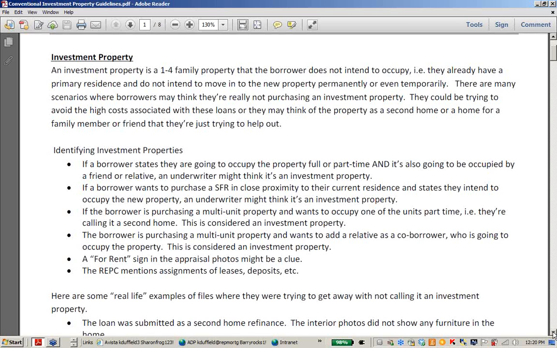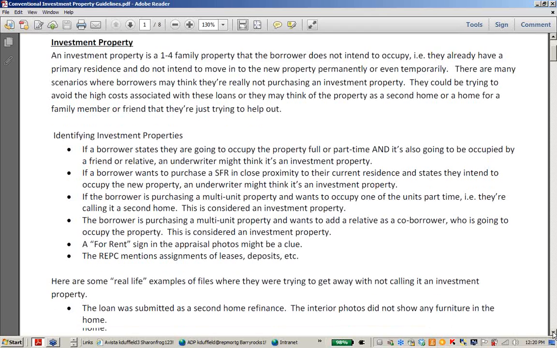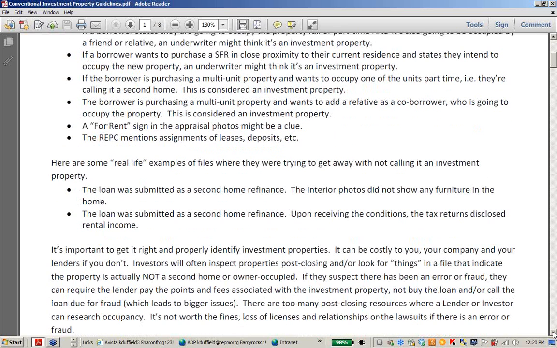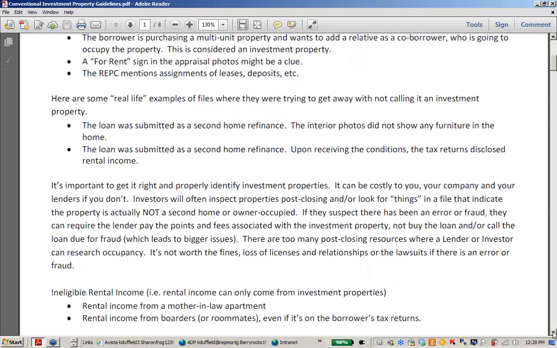And this all sounds pretty basic and simple. You're like, well, duh, these are obvious questions, but we actually do get files in where, I don't know what the background story is, but they're not coming in as investment properties when they should be. We had a couple of loans submitted to underwriting, both second home refinances. One of them, the interior photos did not have any furniture in the home. So it's really not that typical to own a second home, especially if it's a refinance, and not have any furniture in the home.